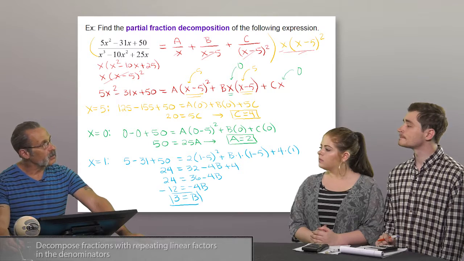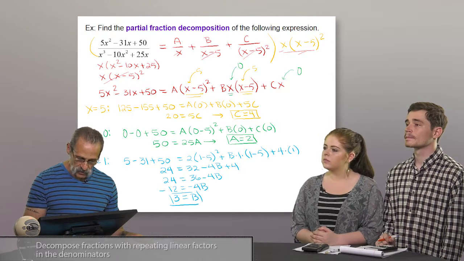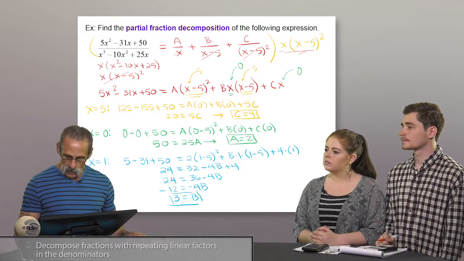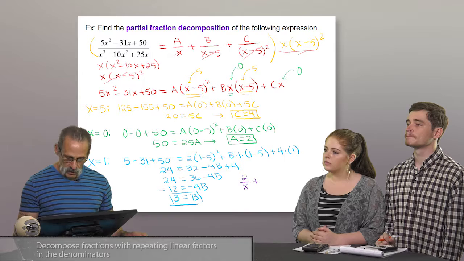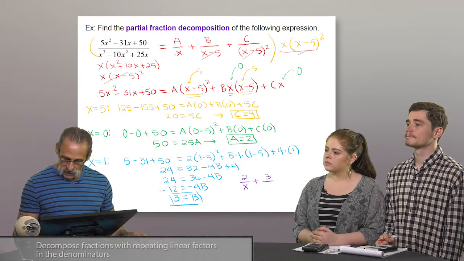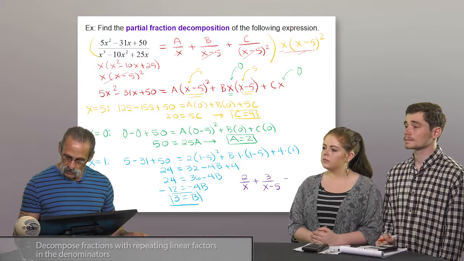So when I write the partial fraction decomposition, all I do is substitute those values in. And I end up with a, which is 2, over x, plus b, which is 3, over x minus 5, and then lastly, plus c, which is 4, all over x minus 5 squared.